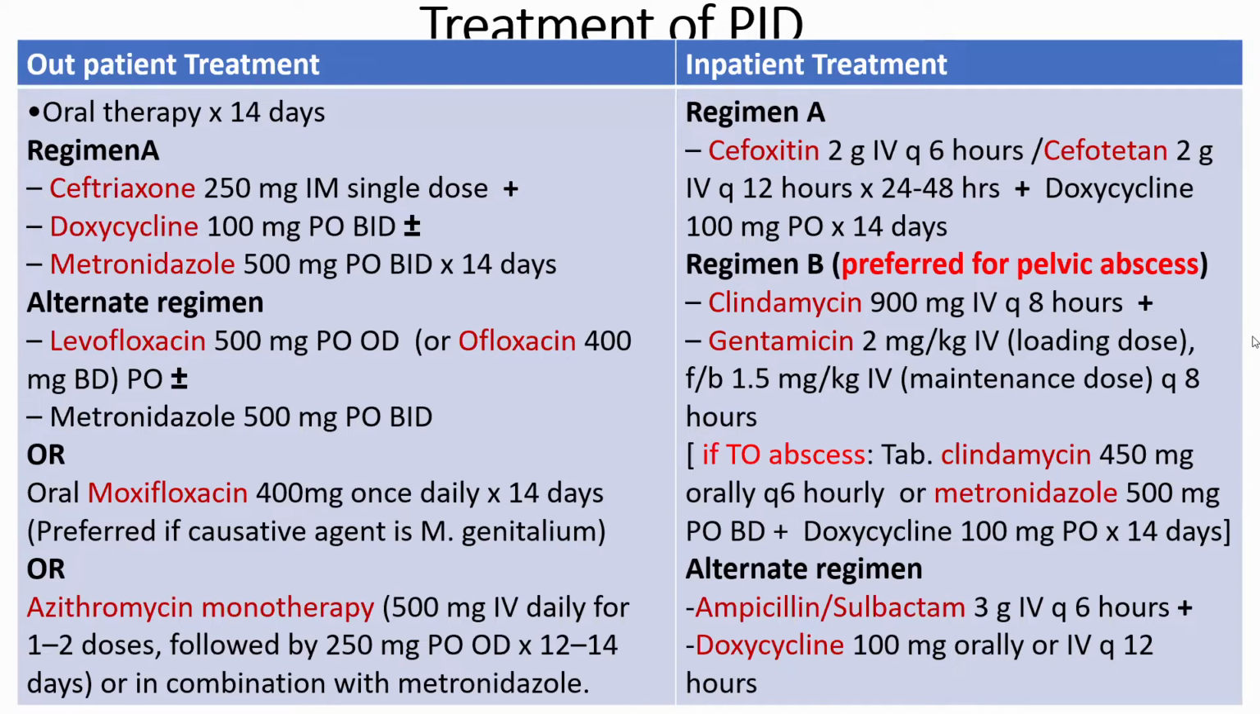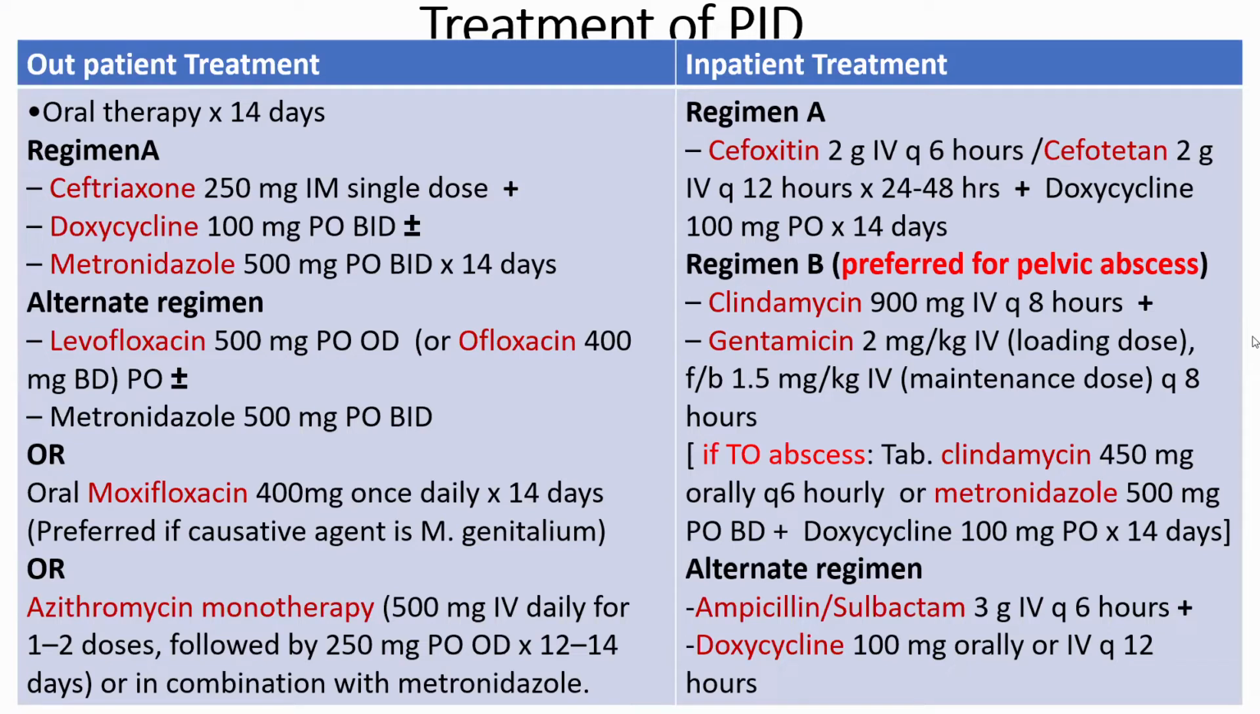So what are the regimens? The first is ceftriaxone 250 mg intramuscular single dose. Some guidelines recommend 500 mg intramuscular. It should be followed by doxycycline and metronidazole for a complete 2 weeks. Alternate regimens include levofloxacin 500 mg once daily, or ofloxacin 400 mg BD. If you suspect Mycoplasma genitalium, or if culture isolated Mycoplasma genitalium, then the preferred agent is moxifloxacin 400 mg OD for 14 days. Or we can use azithromycin as well.